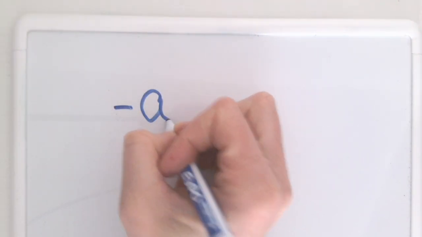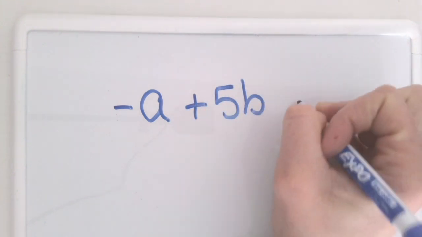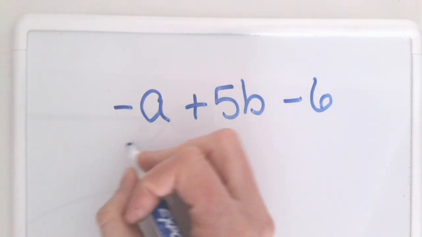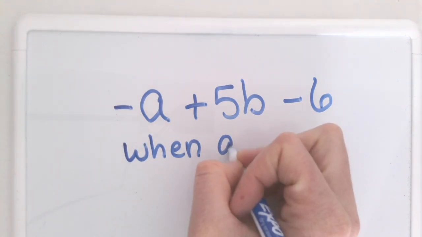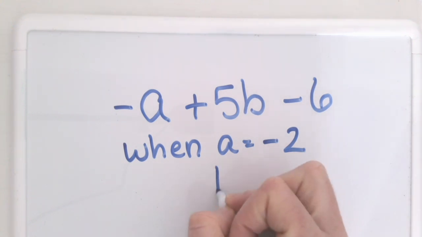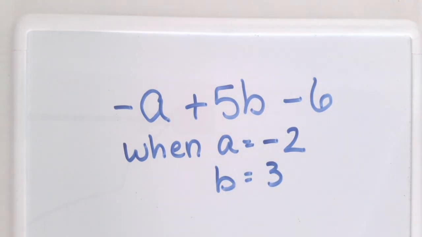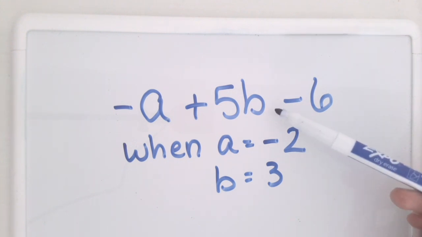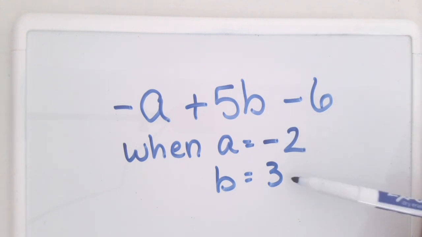Make it a little trickier. In some cases, they'll give you an expression that has more than one variable. So we're gonna look at the expression negative a plus 5b minus 6. So this is our expression, and then they're gonna tell us when a is equal to negative 2, and b is equal to 3. So again, whenever we're evaluating an expression, they're going to give us the expression, and then they're also going to tell us what the variables are equal to. In this case, we have 2 different variables, so they tell us what both variables are equal to.